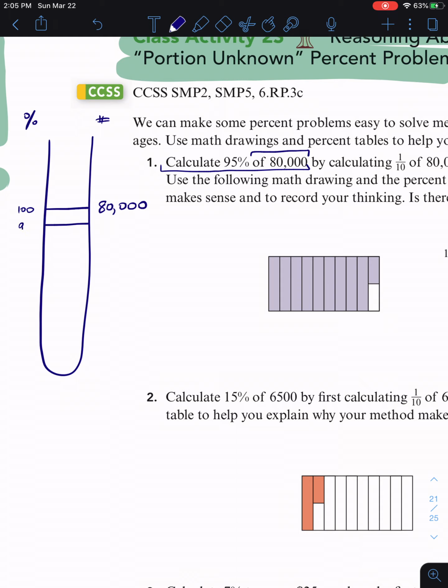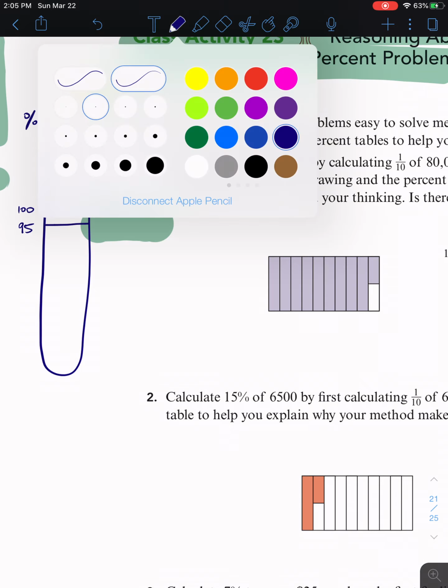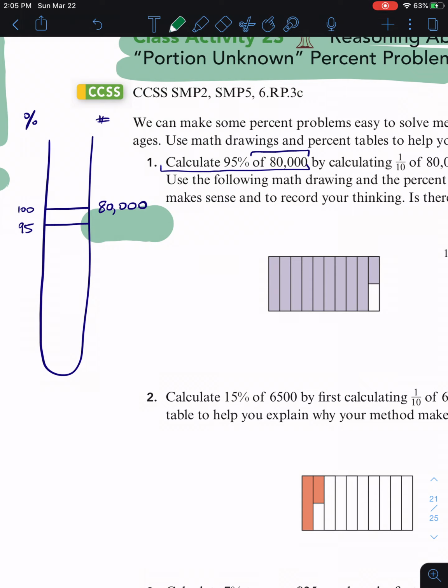And we're asked to find 95% of 80,000. We want to know that number. So let's see if we can play a little bit with this. So we know 100% is 80,000. Is it possible to figure out 50%? You need two of these to fill the whole, so wouldn't this be 40,000? Because if you do 40,000 and another 40,000, you would get 80,000. But that isn't really helpful.